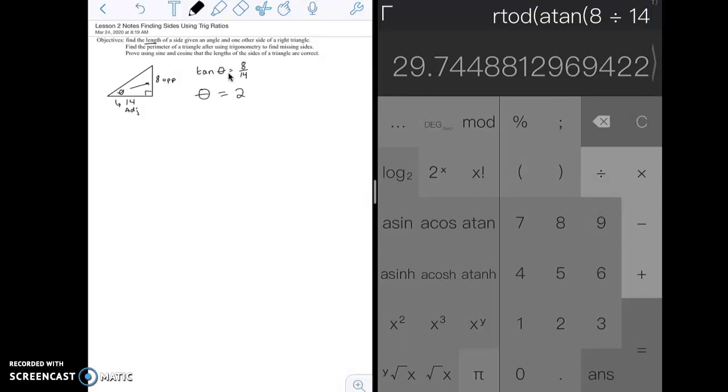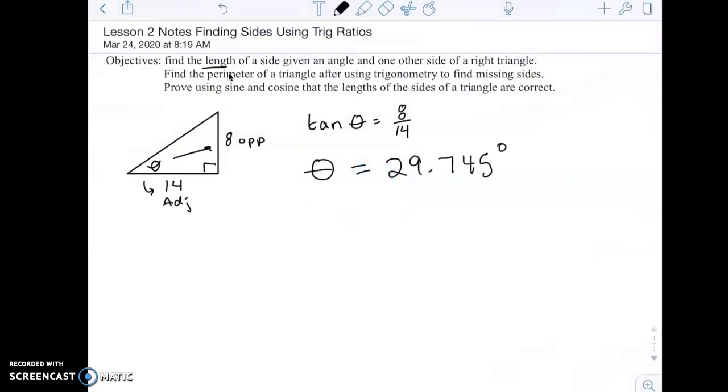The measure of theta then is 29.745 degrees. I just want to make sure we remember what we were doing last class as we move forward into this class. Okay, so let's just move the calculator out of the way for a second. So that's how I would find a missing angle.